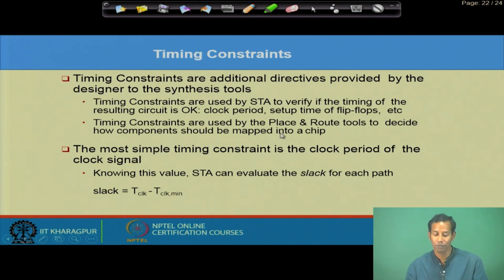So, after this, place and route, these timing constraints are also used by the place and route tools to decide how the components should be placed within the chip area. Why? As we have already said, this clock skew or delay amount is calculated based on how the components are connected to one another. Okay. So, we already know what slack is: slack is the required time minus the actual arrival time.